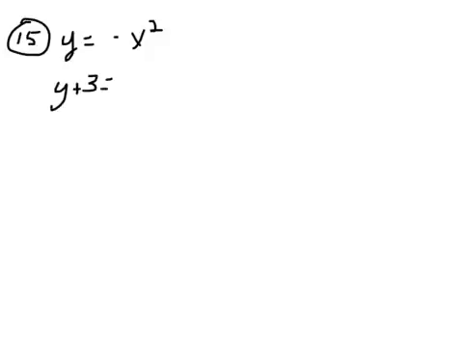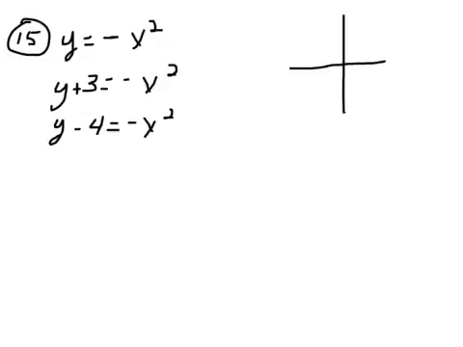Let's look at 15, I guess. y equals negative x squared, and then you've got y plus 3 equals negative x squared, and then you've got y minus 4 equals negative x squared. What they're trying to get you to see is that if you graph that basic y equals negative x squared, y equals x squared would look like this, okay?